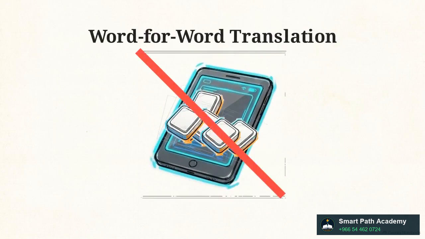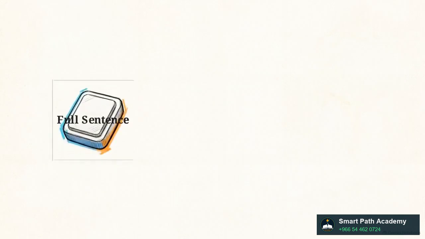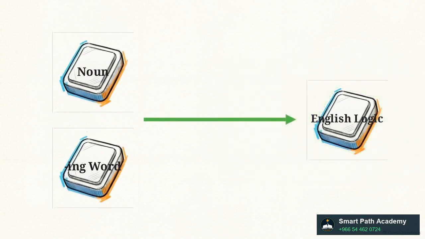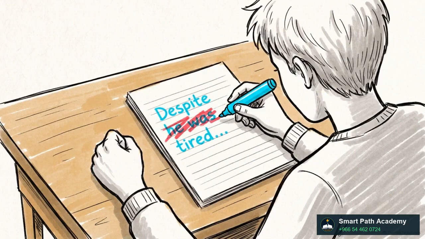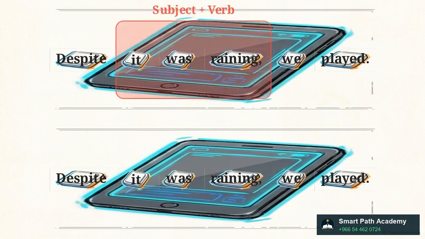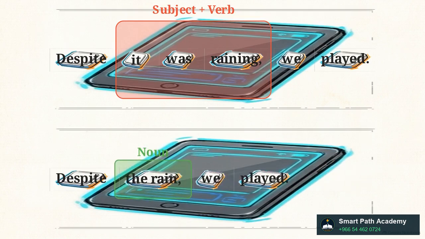Following this structure helps you move away from word-for-word translations. By shifting from a full sentence to a noun or an ing word, you align your phrasing with standard English logic. The most common point of friction is the instinct to drop a complete sentence right after the word despite. In the top box, "Despite it was raining, we played." "It was raining" is highlighted in red. It contains a subject and verb, making it incorrect. We fix it by removing the subject and verb, leaving only the noun phrase, "Despite the rain, we played."